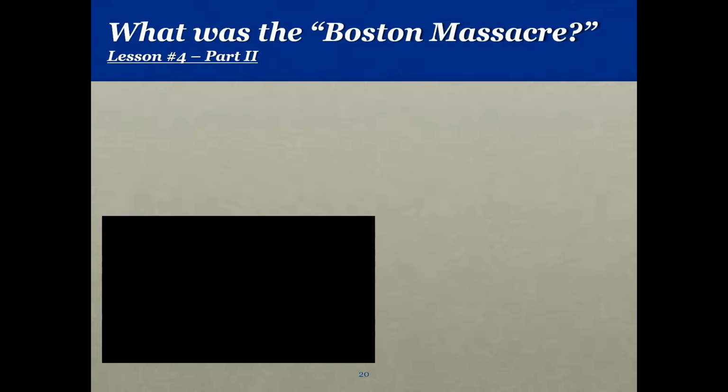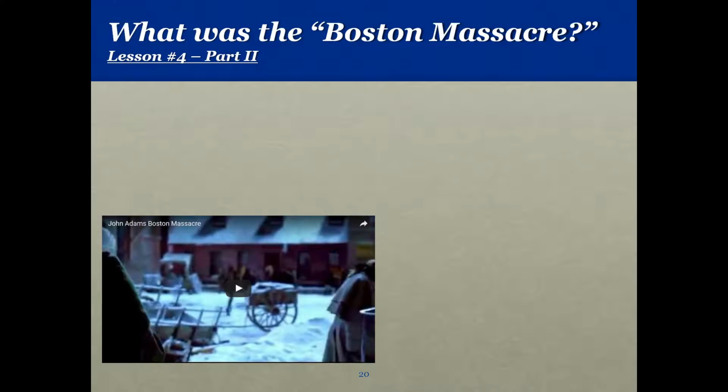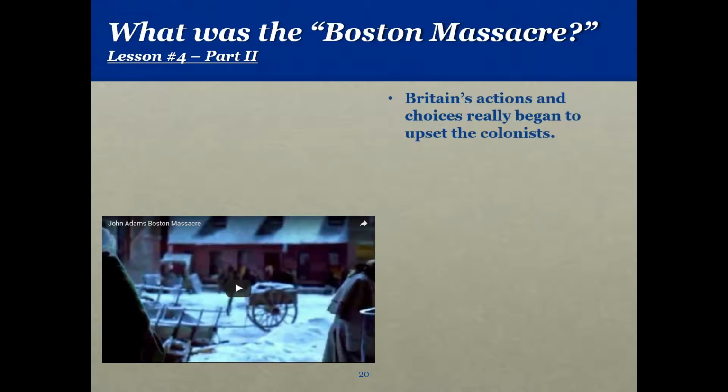The Boston Massacre, and this is the second part of lesson number 4. The Boston Massacre was an event that occurred in Boston in the year 1770. At this point, Britain had passed the Stamp Act, the Quartering Act, and the Townshend Acts, and all three of them had been repealed. But tension between the British and the colonists was at a fever pitch. Britain's actions and choices really began to upset the colonists.